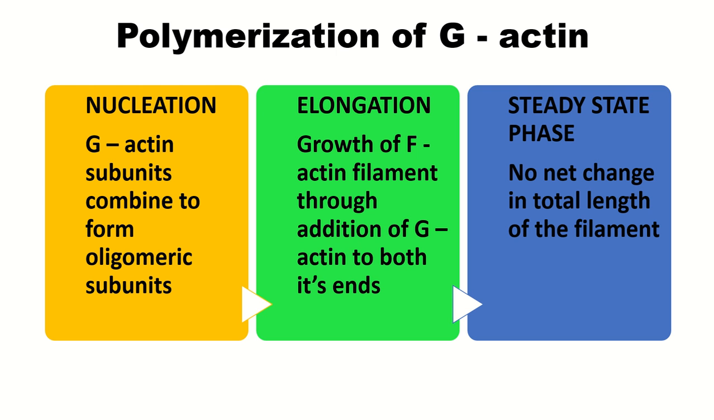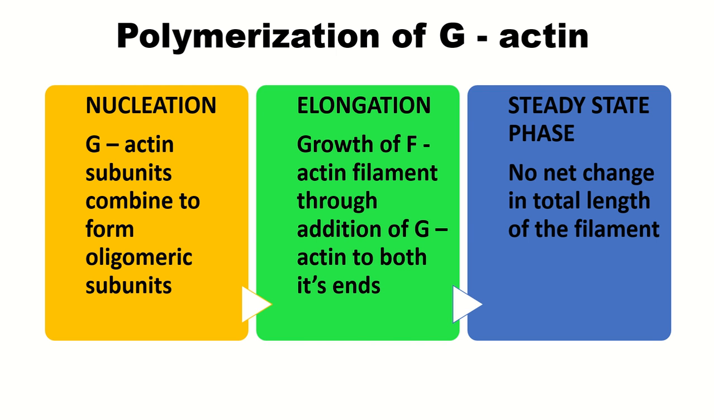Now let's see how growth takes place in this filament. The polymerization of G-actin can be divided into three phases: nucleation, elongation, and steady state phase. In nucleation phase, G-actin subunits combine to form oligomeric subunits. This is basically a lag phase where G-actin subunits combine into 2 or 3 subunits. When these oligomeric subunits reach 3 subunits length, it acts as seed or nucleus for the next phase.